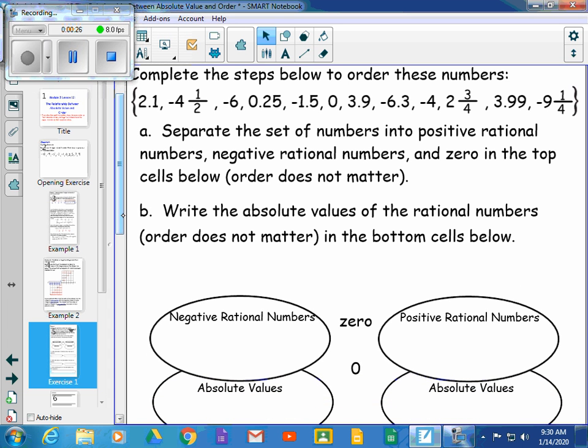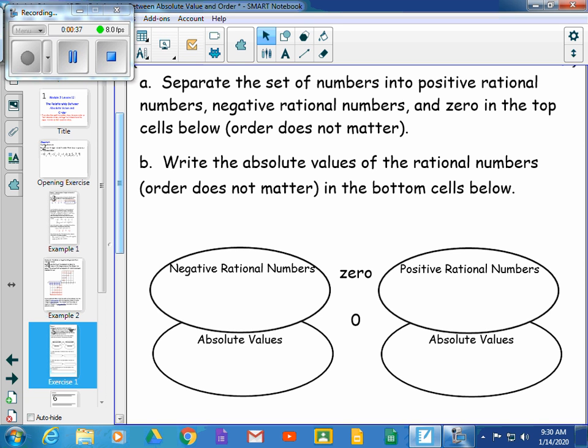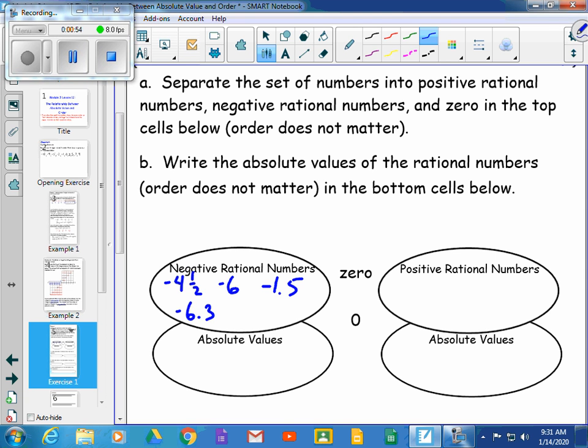So the first thing we're going to do is separate the set of numbers into positive rational numbers, negative rational numbers, and 0 in the top cell. So down here, I'm simply going to put them in two different bubbles according to what they are. The negative rational numbers include negative 4.5, negative 6, negative 1.5, negative 6.3, negative 4, and negative 9 1/4. And we've got 0, of course, and our positive rational numbers include 2.1, 0.25, 3.9, 2 3/4, and 3.99.